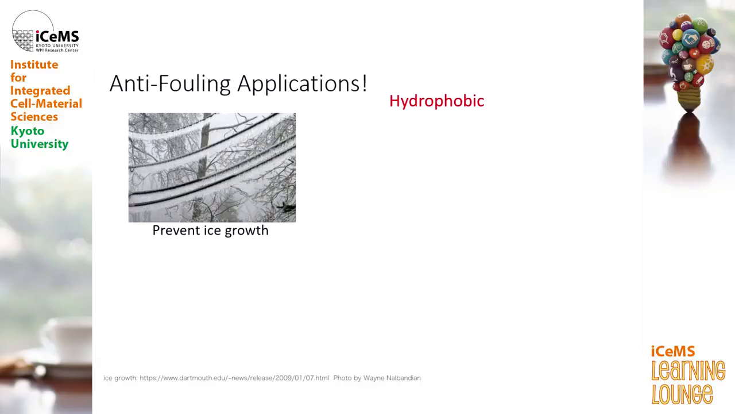Well, there are a lot of things that can be done for this as well, typically outside of the water environment. For example, if we want to prevent ice growth, if our surface is hydrophobic and water can't even build up on it in the first place, then ice growth can be prevented. And this is important for things like airplanes or power lines where ice growth actually causes great damage. For example, power lines can be downed quite easily by ice growth.